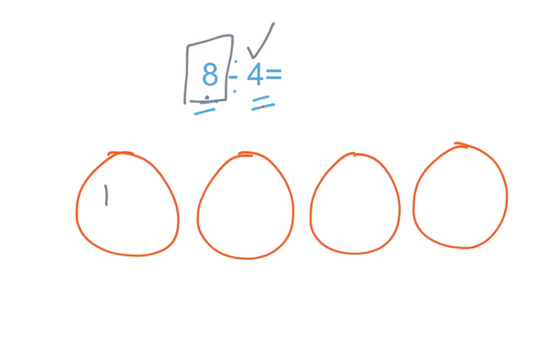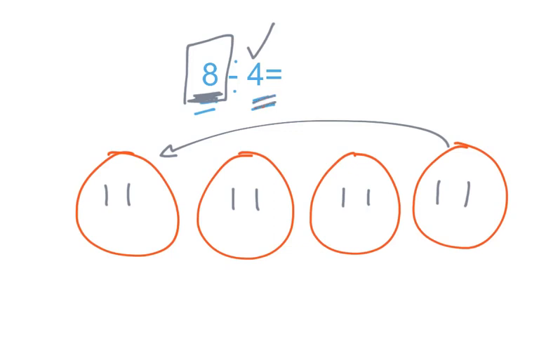So 1, 2, 3, 4. I'm not to 8 yet, so I need to go back and start again. Go all the way back and say 5, 6, 7, 8. Oh, I have 8 total items split into 4 even groups. 2, 2, 2, 2. My answer is 2 because I have 2 things in each group. 8 divided by 4 equals 2.